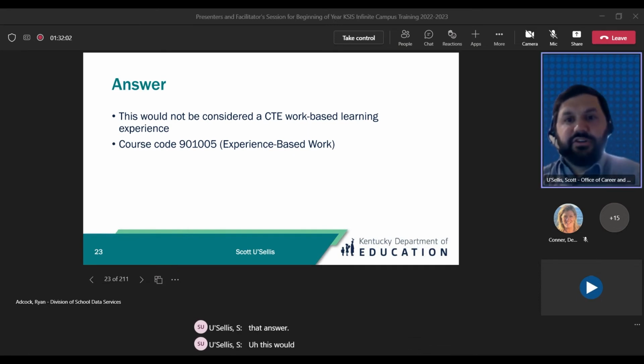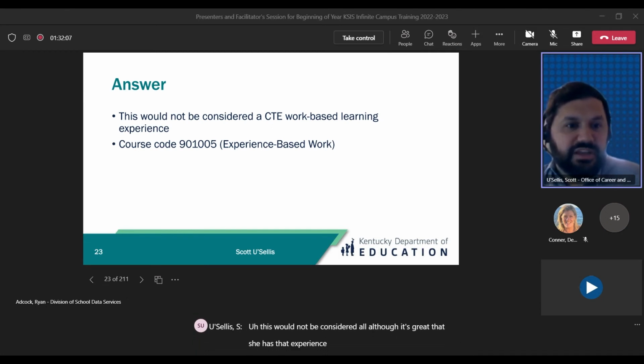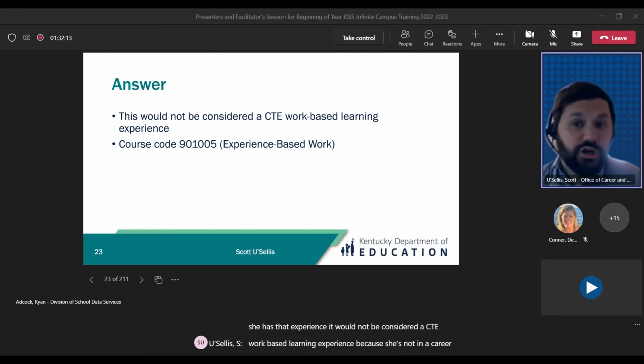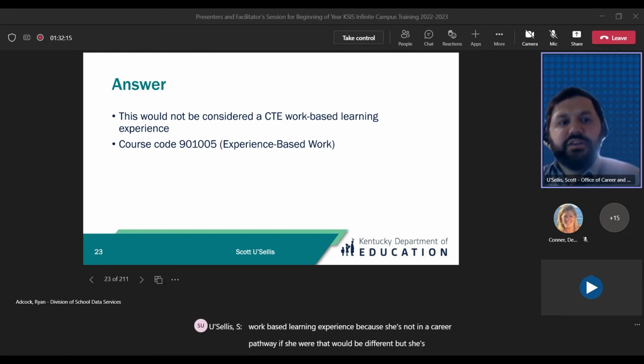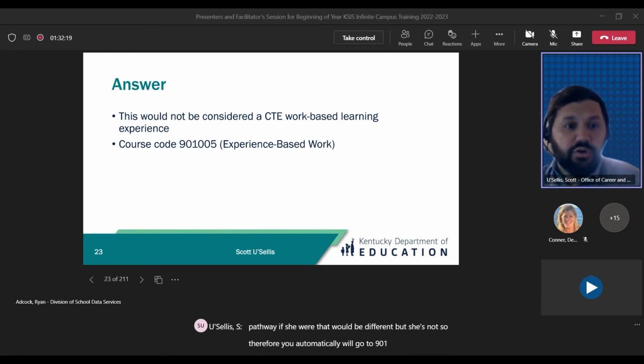This would not be considered, although it's great that she has that experience, a CTE work-based learning experience because she's not in a career pathway. If she were, that'd be different, but she's not. So therefore, you automatically will go to 901-005 experience-based work. It would automatically default to that.